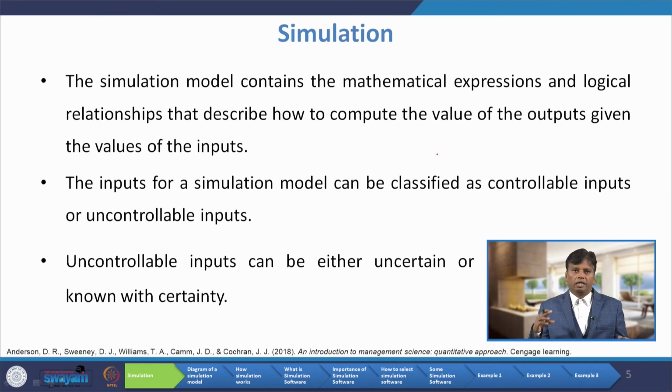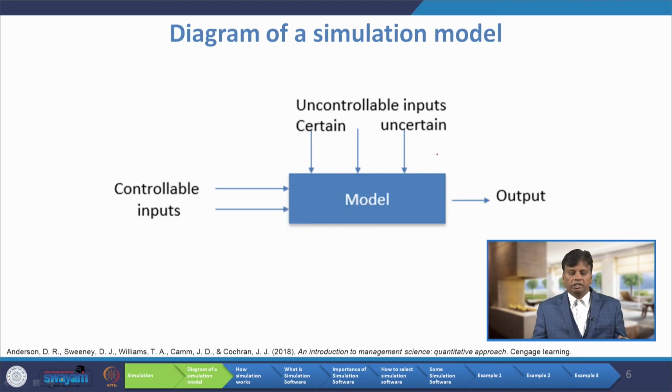So, here the real-time situation will be converted into the form of mathematics. There we will supply different probabilistic inputs. So, if the inputs are probabilistic in nature, they can predict what the output will be. The input for a simulation model can be classified as controllable input and uncontrollable input. Uncontrollable inputs can be either uncertain or known with certainty. So, this is the pictorial model of simulation. See, there are some controllable inputs and certain uncontrollable inputs.